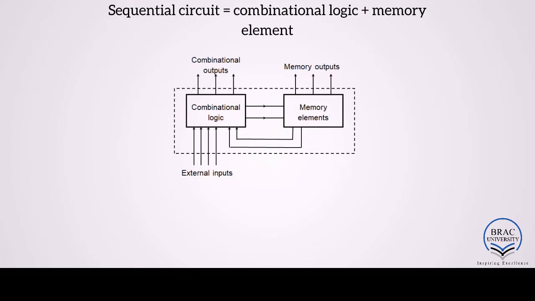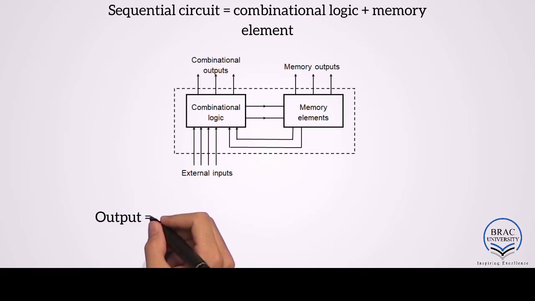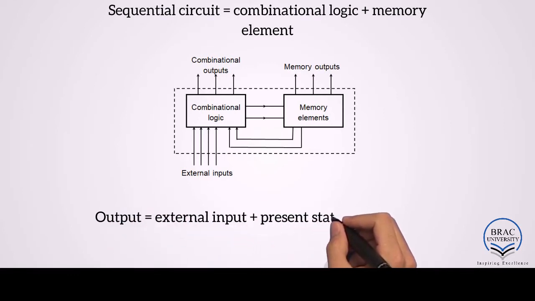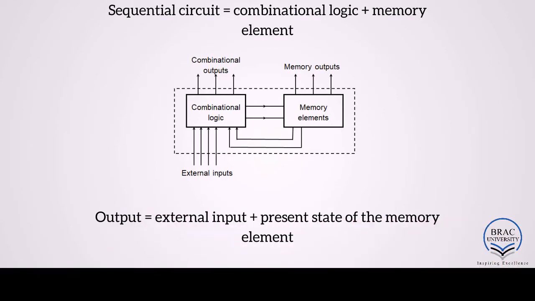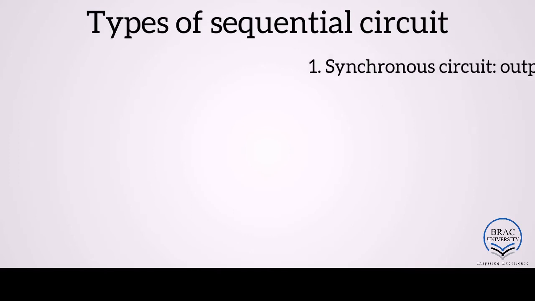Up until now, all the outputs of the different circuits that we used only depended on the input. However, in the sequential circuit, the final output is dependent on two things. The first one is external input and the second one is present state. Now, there are mainly two types of sequential circuits.